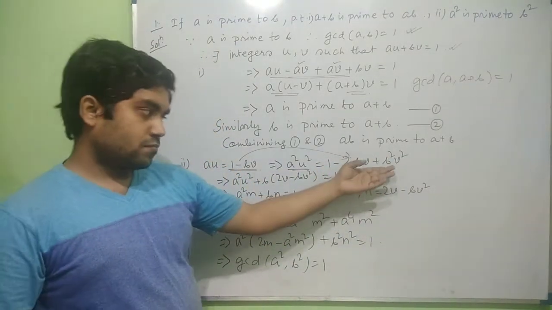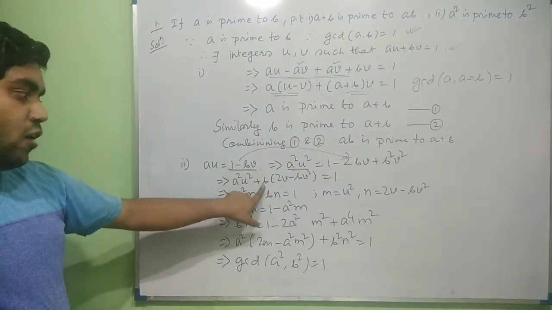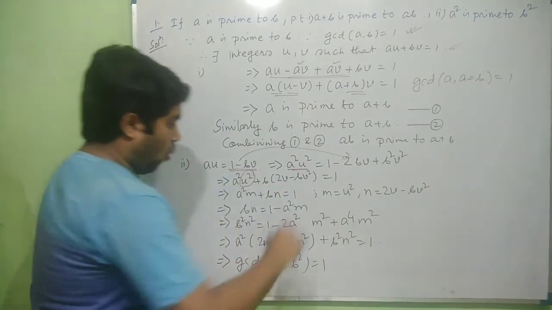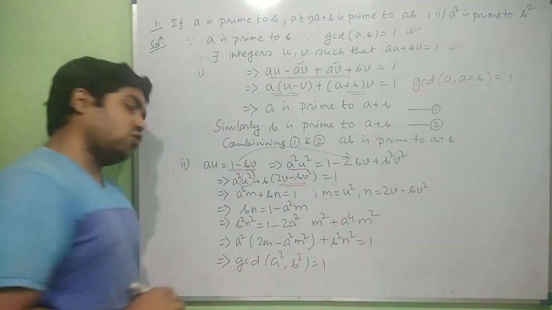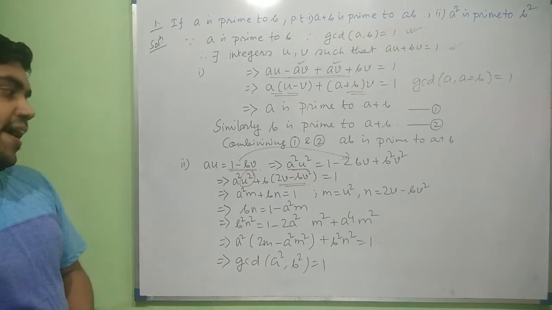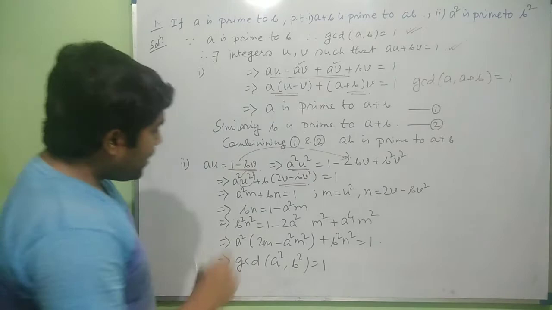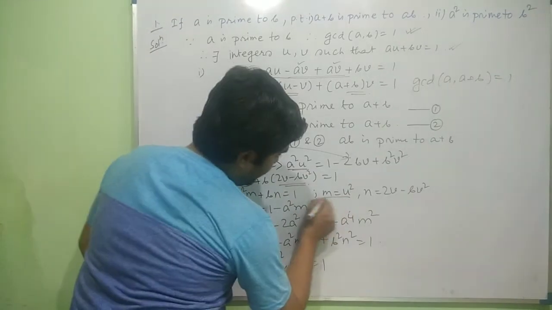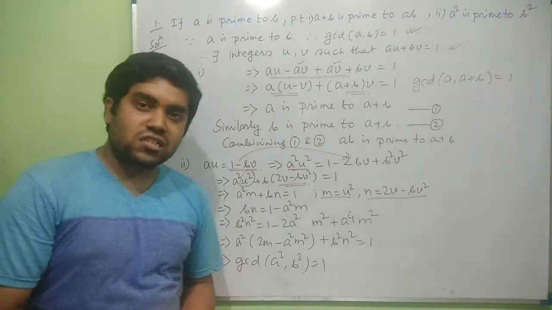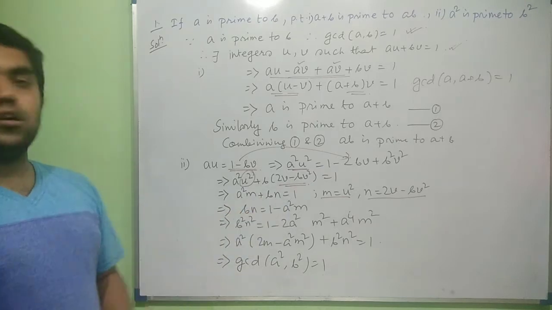Here we take these terms to the left hand side and, taking B common, we get this one. Clearly U square is an integer, and 2V minus BV square is also an integer. From this line we can state that A square and B are prime to each other. We suppose U square equal to M and 2V minus BV square equal to N. This is simply a substitution. Then we get A square M plus BN equal to 1.